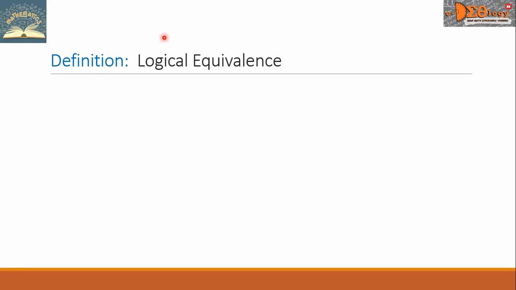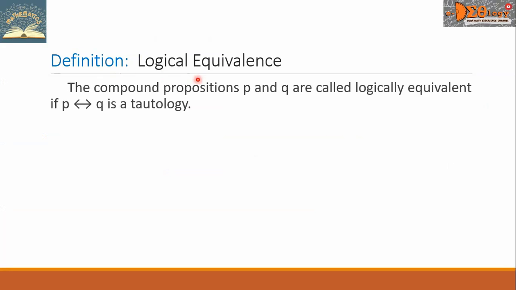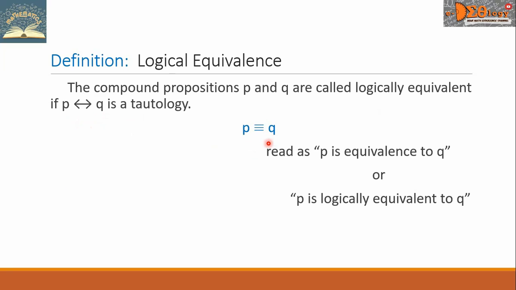Let us define logical equivalence. The compound propositions P and Q are called logically equivalent if the biconditional proposition P if and only if Q is a tautology. We use the symbol like this, and this is read as P is equivalent to Q, or P is logically equivalent to Q.